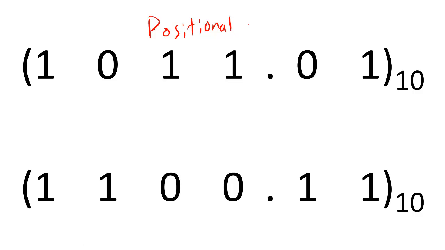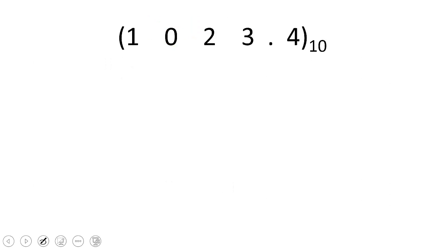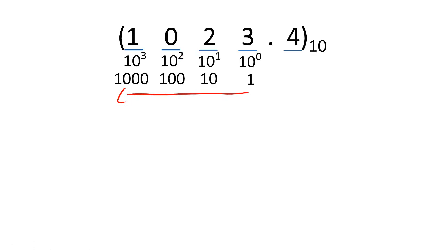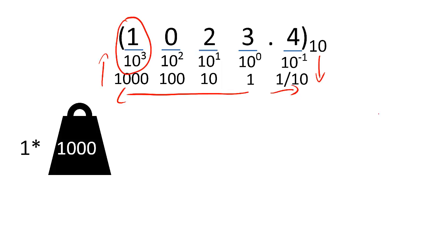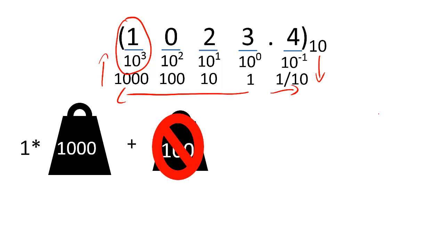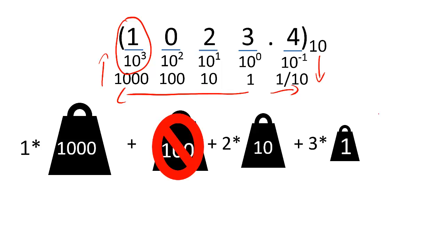For decimal numbers, the position immediately to the left of the decimal point is assigned a weight of 10 to the 0. All positions to the left of the position are given increasingly greater weights. All positions to the right of the radix point are given decreasingly smaller weights. We find the value of the number by multiplying the symbol by the weight of its position. So we have 1 1000s, 0 100s, 2 10s, 3 1s, and 4 tenths.